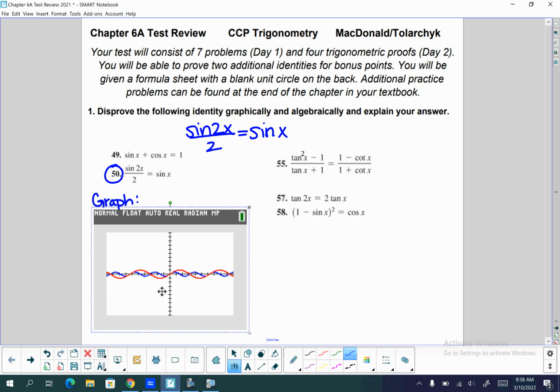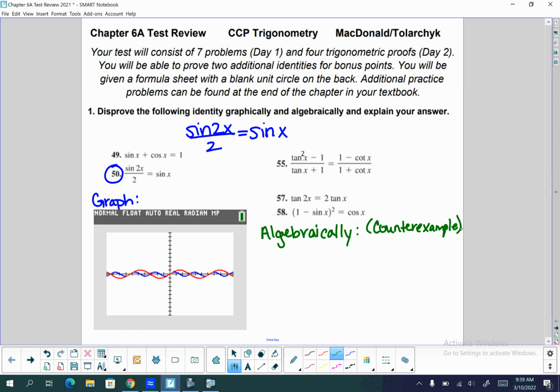Okay, the other way to do it is algebraically. And algebraically is not with identities. We only use identities when we're trying to prove something and we know that this is not true. So for this, you're going to use a counter example. You're going to find an angle, and you can pick any angle you want, that gives you 2 different things when you plug it in, one on the left and one on the right. And you can pick something off of your unit circle to make it easy because then you don't need your calculator at all for it. Remember, you'll have a blank unit circle.